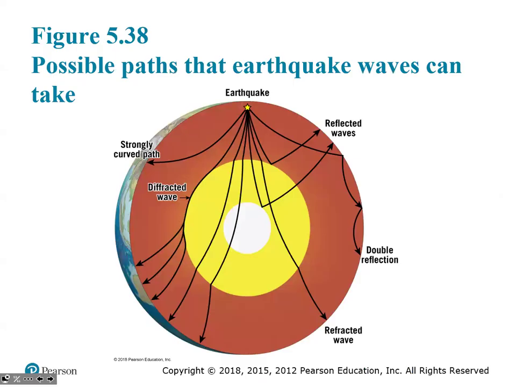Here are some of the possible paths that earthquake waves can take. They will have curved paths. They can be diffracted along the surface of the liquid outer core. They bend when they pass into it, and they can reflect off that surface, and you have refracted waves through here. P waves can go through the liquid outer core, but S waves cannot. So S waves will be blocked, and they'll have a shadow where you don't see S waves.